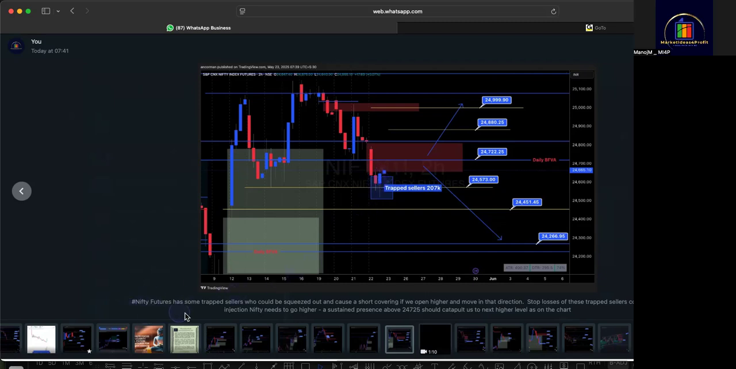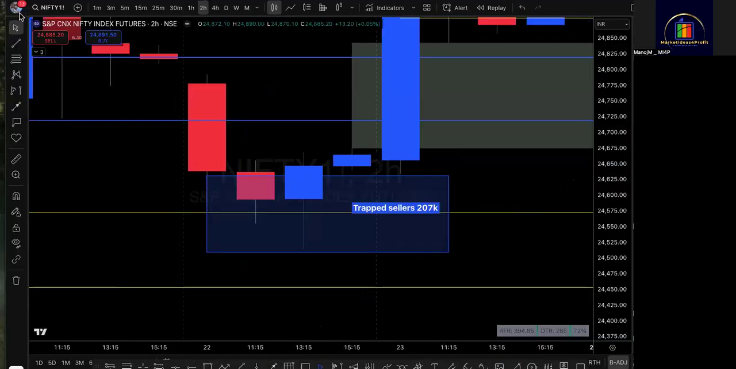And what I said here was Nifty Futures with some trapped sellers who could be squeezed out and cause a short covering if we open higher and move in that direction. Basically, because these guys were trapped, the moment the market opened higher and went above in a jiffy, these guys will have to stop their trades, and those stop losses will create a short covering, which will take the market higher. That was my reading, and that's exactly what transpired. And we moved beautifully through the day.